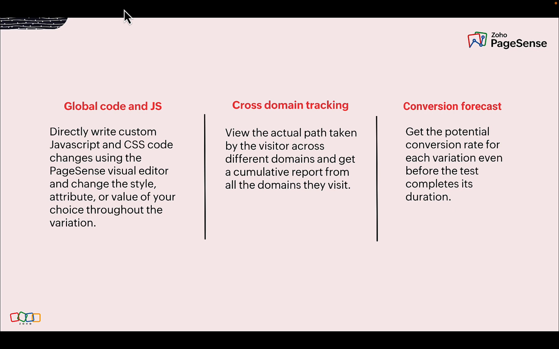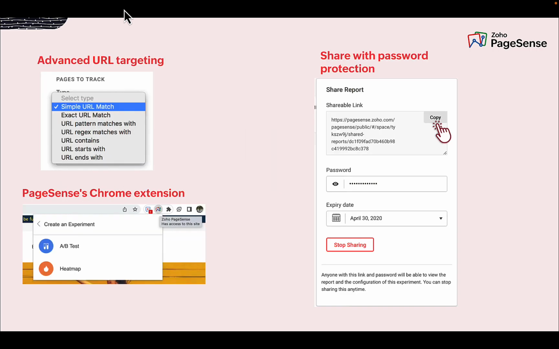And the conversion forecast is a functionality that gives you a probable conversion rate that each variation will achieve even before the test is complete. We have advanced URL targeting, and this feature can be used to target and show variations to a specific or a group of pages on your website with different URL match types. We also offer a Chrome extension that allows you to create heat map and A/B testing experiments to track your visitors on every web page of your website within minutes.